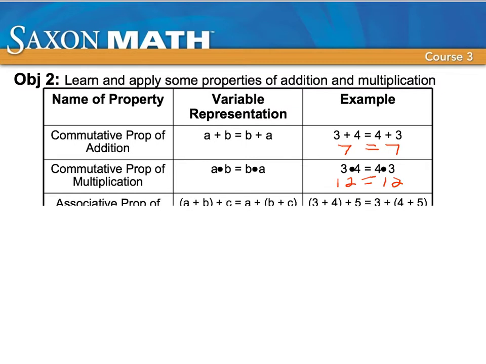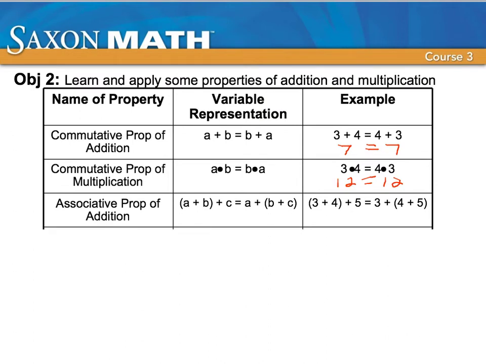Next property, it's called the associative property of addition. Again, you might want to stop this and write all this down and then just listen and watch my explanation. There's a lot of information on the screen right now. The associative property of addition says that I can take numbers and change how they're grouped. These parentheses right here mean that those are grouped together. I have to add those together first and then add on another number. Well, the associative property says it doesn't matter how the numbers are grouped together.